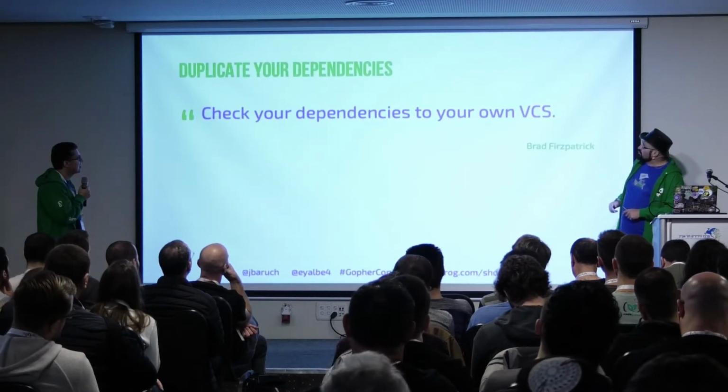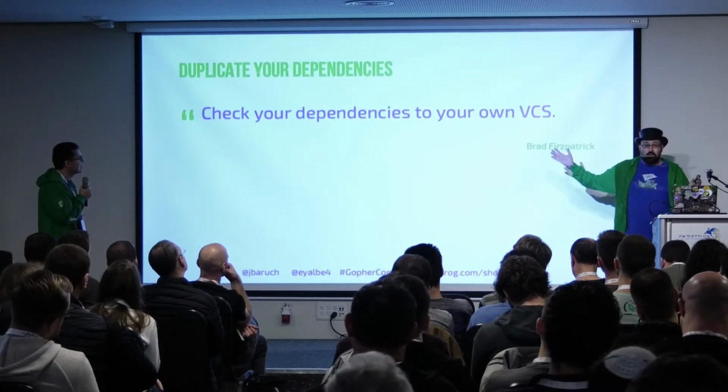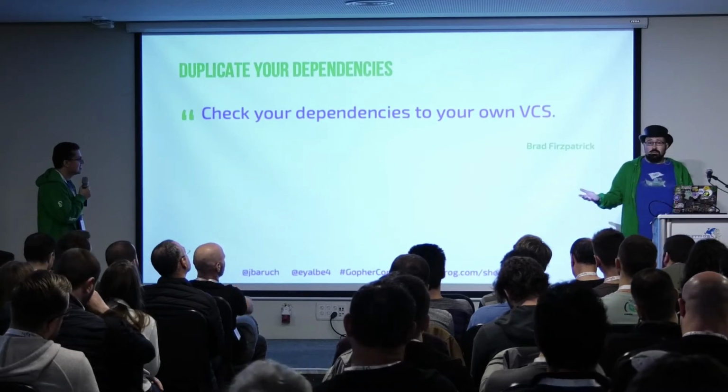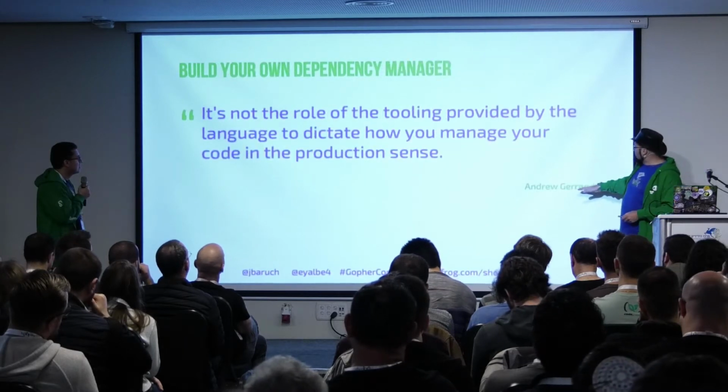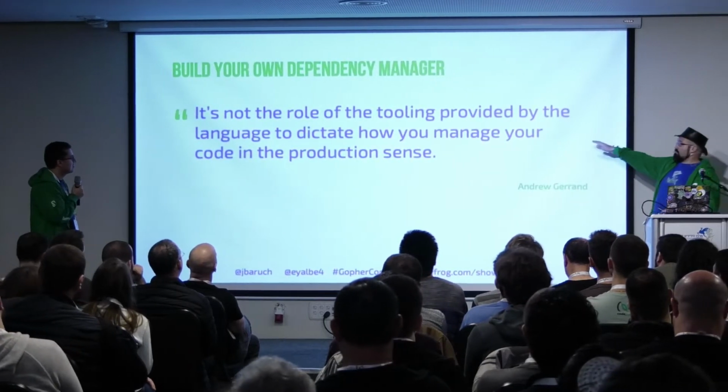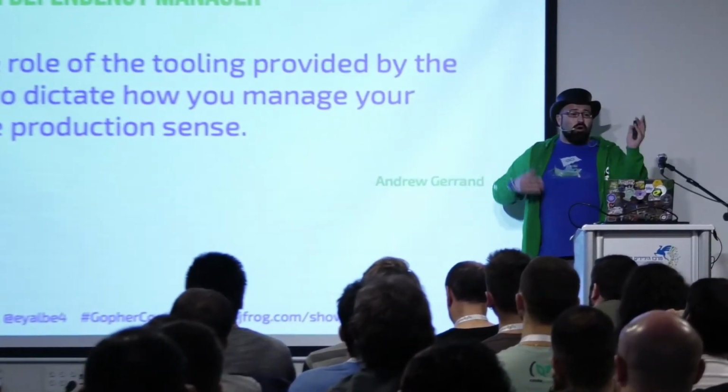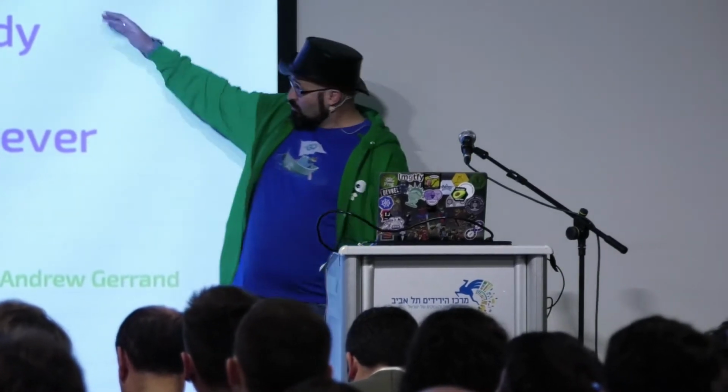So, Brad Fitzpatrick: check your dependencies into your version control. Basically, duplicate your dependencies. Basically, fork your dependencies. Or, Andrew Gerrand: we don't care. It's not the role of a language to dictate how you manage your dependencies. Do whatever you like. And we expect you to already have a dependency manager that you wrote in-house. If you need any tooling, well, we use standard things. Git, Mercurial, Bazaar. Good luck. Write your own dependency manager.